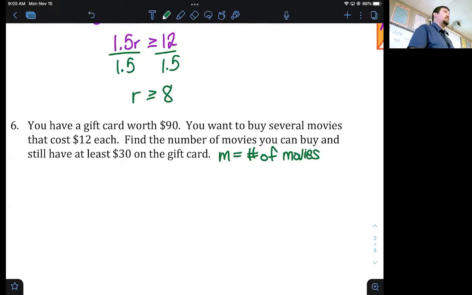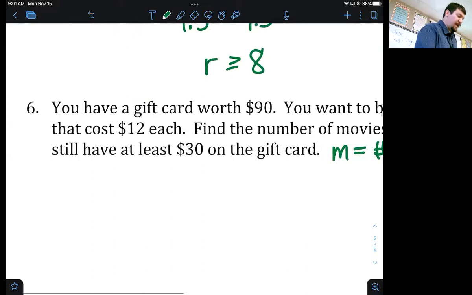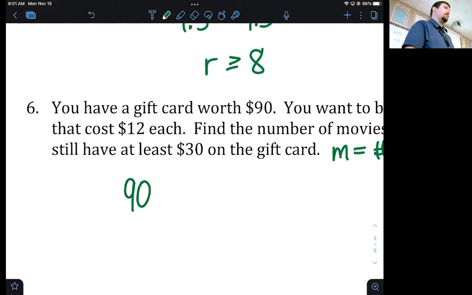So as we've done for almost every problem right now, what are we starting with on our gift card? 90. What's going to happen as we start purchasing movies? It's going to decrease our amount in our gift card, decrease by $12 for each movie. So $90 on our gift card minus 12 for each movie that we buy. That expression represents what money is going to be left on our gift card. And I want the money left on our gift card to be at least $30.